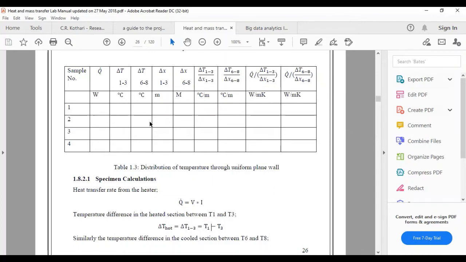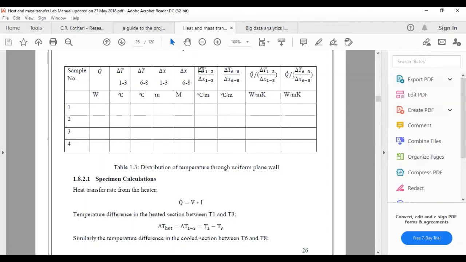So we are just using one section from 1 to 3, and this is the hot section, as we already have mentioned. Similarly, for the cold section, you will measure the value of delta T from 6 to 8, and you have the value of delta X from 1 to 3, it is 0.030, and you also have the value of this delta X from 6 to 8. All these values are provided to us. So now you will take the ratio of delta T from 1 to 3 over delta X from 1 to 3 for this hot region, and similarly for the cold region you will take delta T from 6 to 8 over delta X from 6 to 8. So this is for the cold region.